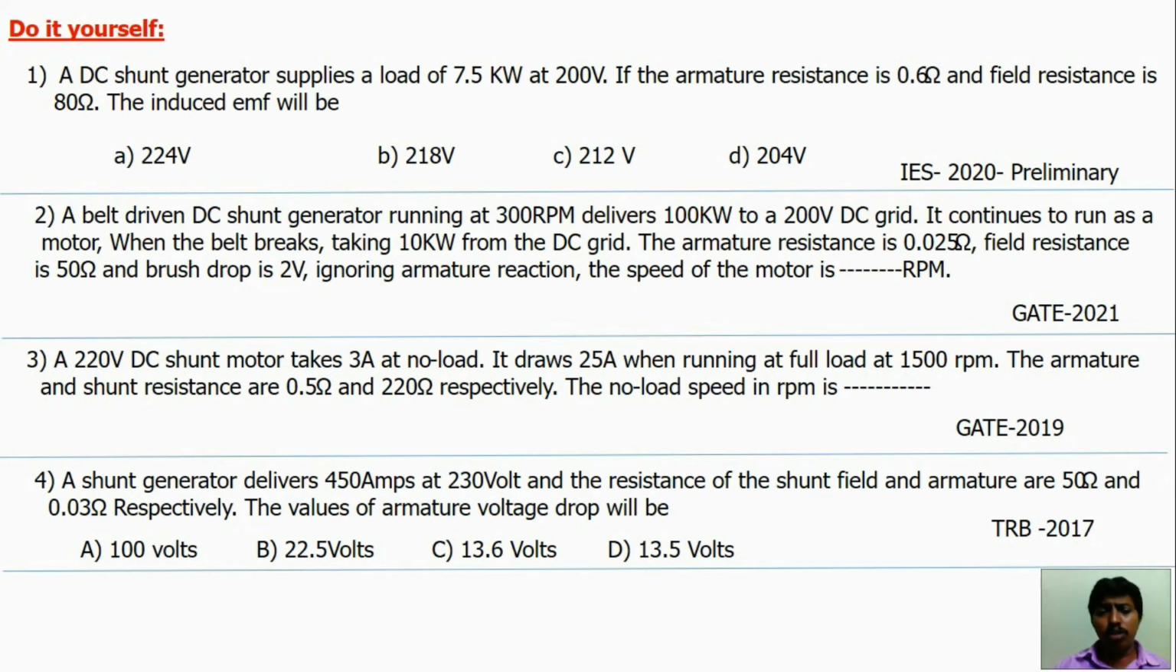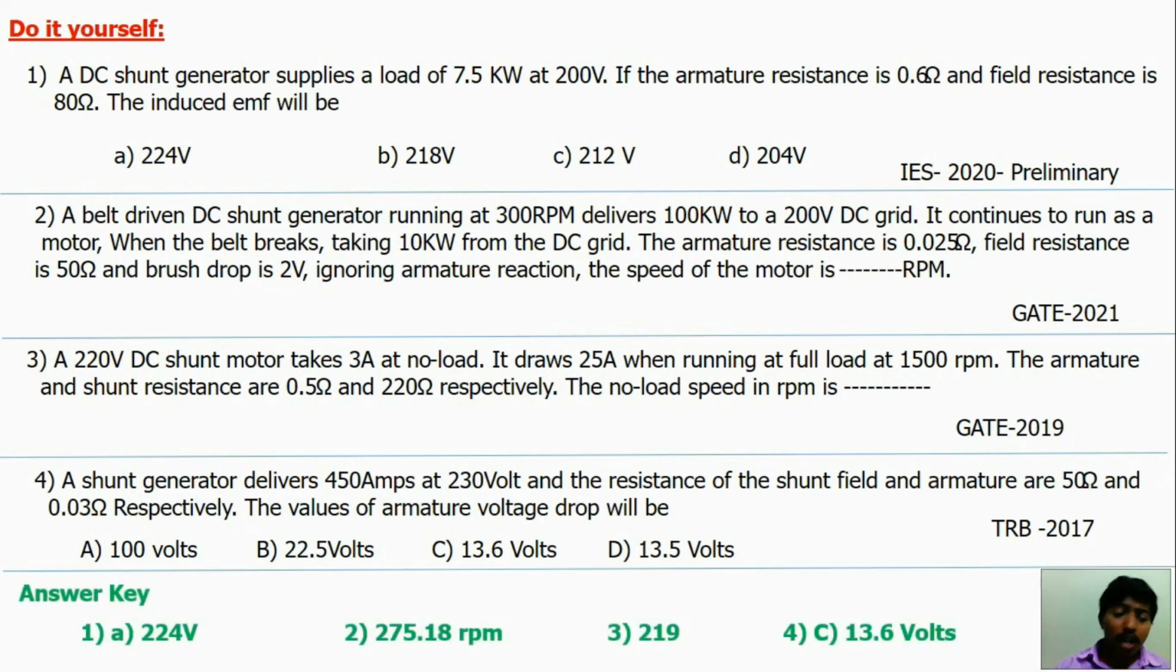The answers for the questions are: for the first one, option A is correct. For the second one, 275.18 RPM. For the third one, 219. For the fourth one, option C is correct.